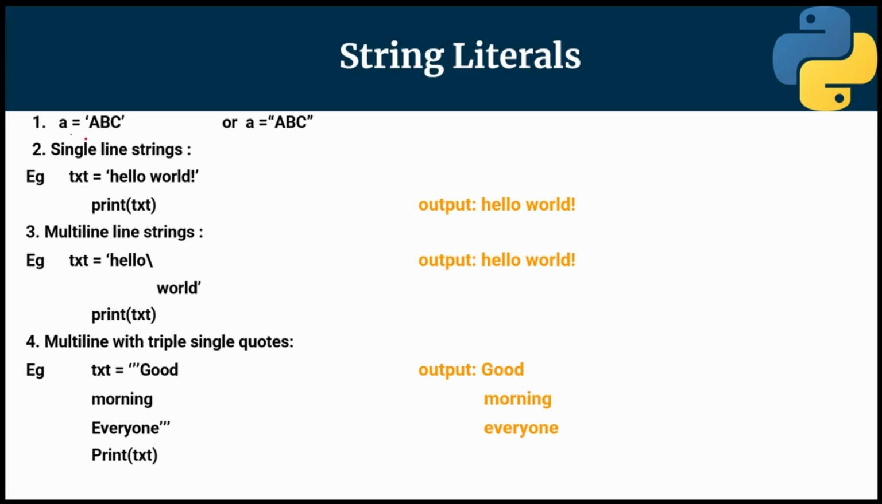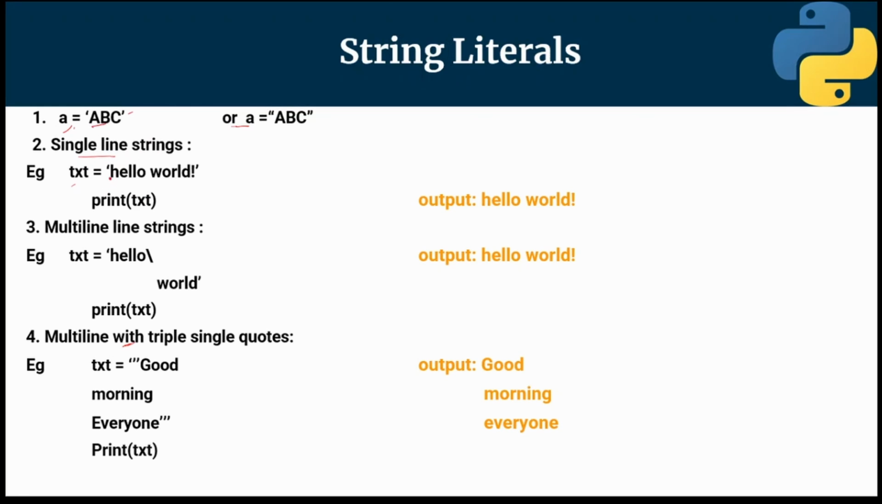We have string literals. As you can see on the screen, ABC is assigned to a variable in single quote, and over here a is equal to ABC in double quotes. That means a string can be written in single quotes as well as in double quotes. In Python we have triple single quote also, which you can see in the fourth example. Now come to the second example. Single line statements are written over here. Now single line strings are written over here.